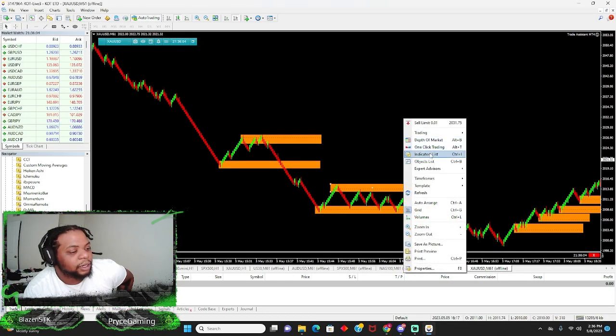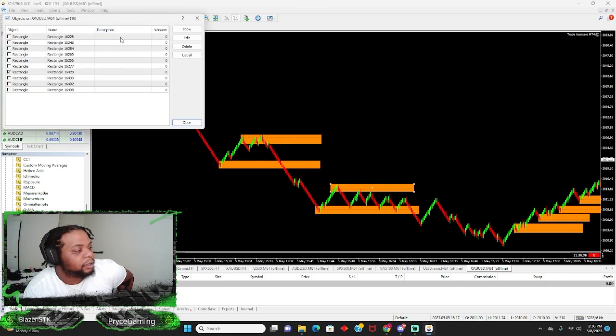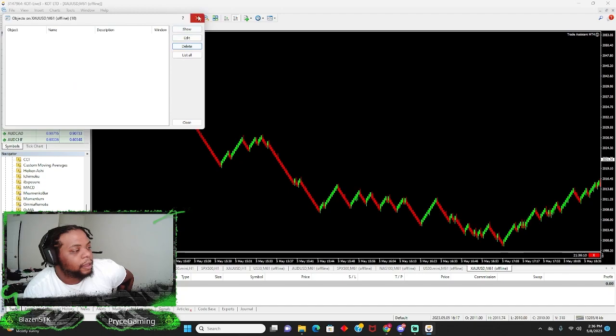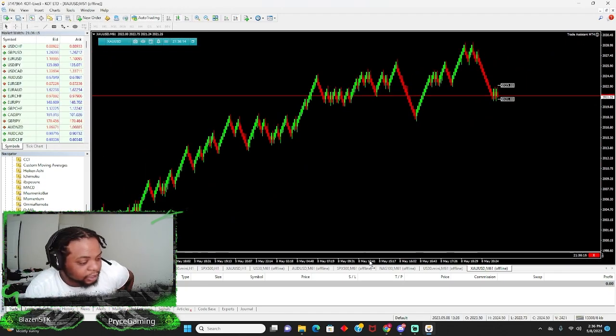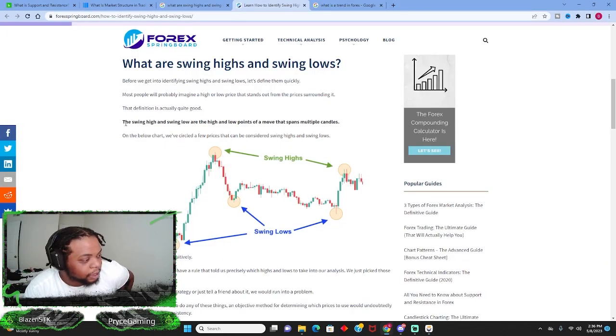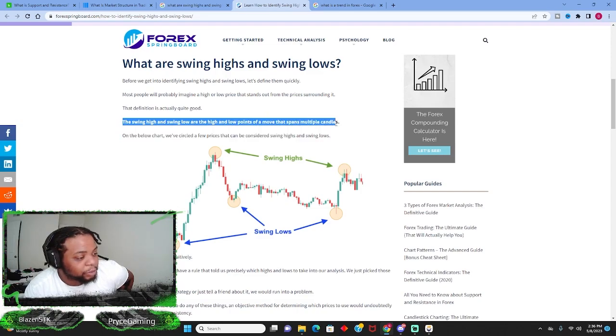Let's go ahead and get all this off my screen. So, let's see what they said. Let's go back. The swing highs and swing lows are the high and low points of a move that spans multiple candles.